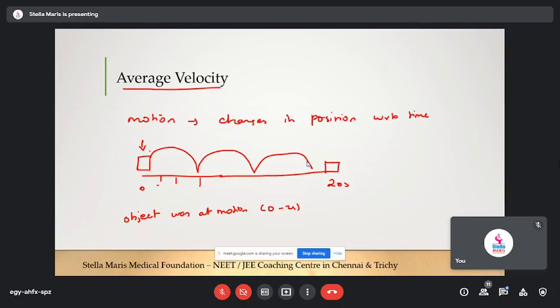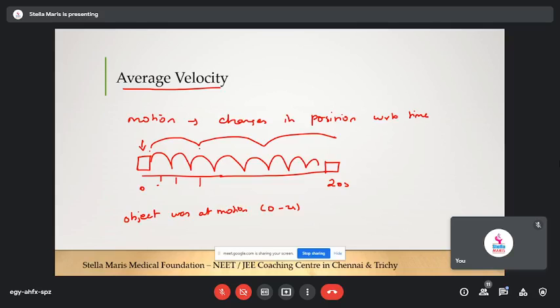Okay, so the object could have changed its position like this to come here. It could have changed its position like this, or like here to here, or here to here. It's only 3 points, and here there are various points, the points where it has changed its position. Okay, to measure this, we define this quantity called average velocity. So it tells us how fast the object has been changing its position between the time interval.